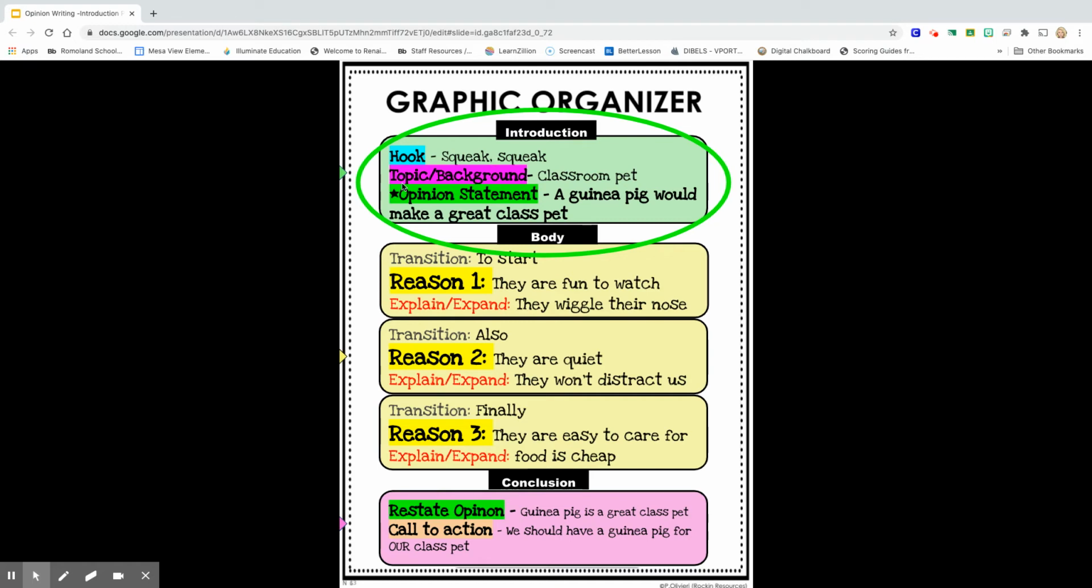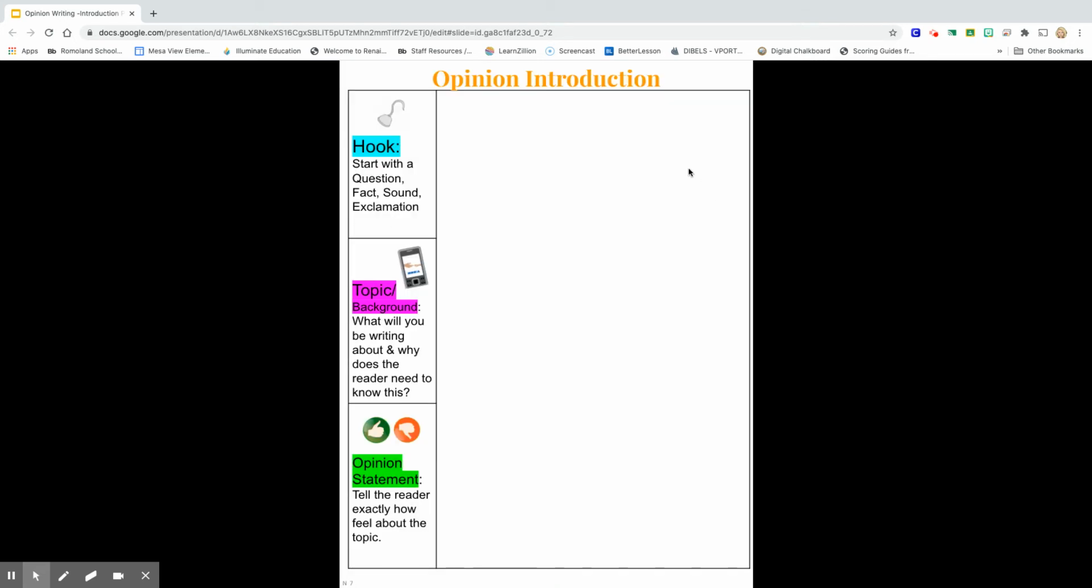And then they said, well, my topic really is about having a classroom pet. So that's all they wrote down, just classroom pet to remind them. But then they wrote their complete opinion statement. A guinea pig would be a great class pet. All right, so now they have the basic idea of what they want to put in their introduction, and they're going into drafting their introduction paragraph. And I gave the students this little organizer here that reminds them of the 3 things that they want to have in their opinion introduction paragraph.